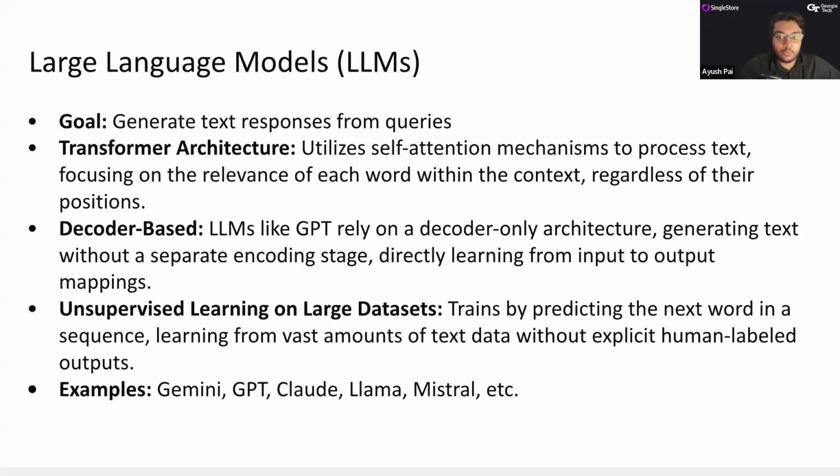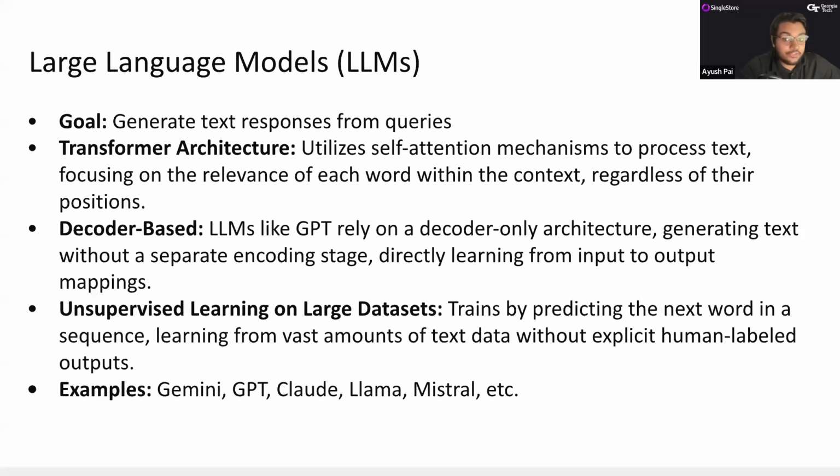with non-adjacent word relationships. So in the architecture of models like Google Gemini or GPT, we encounter a decoder-based approach. This means the model dispenses with a separate encoding phase and instead focuses solely on decoding, mapping input directly to output. So it's a streamlined process that enables more efficient text generation without the overhead of separate encoding processes. That's a technical rundown of how these large language models work.